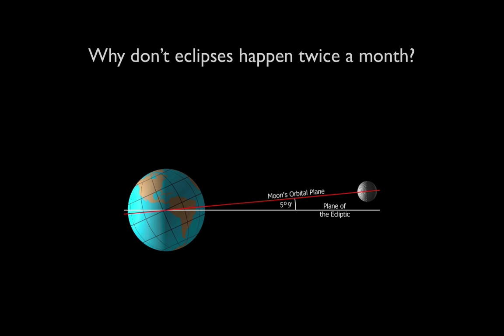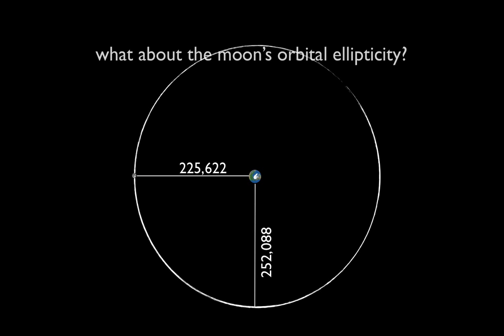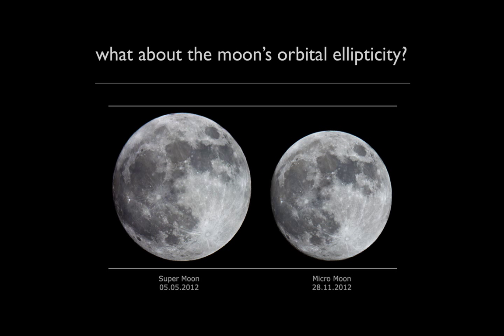Okay, one more question. I said in the beginning, the moon's orbit isn't perfectly circular, so that the distance to the moon varies along its orbit by almost 30,000 miles. Won't that affect its apparent size? Indeed it will. When the moon is closest to the Earth, it actually appears a little larger than the sun on the sky, and when it's farthest, it appears a little smaller.